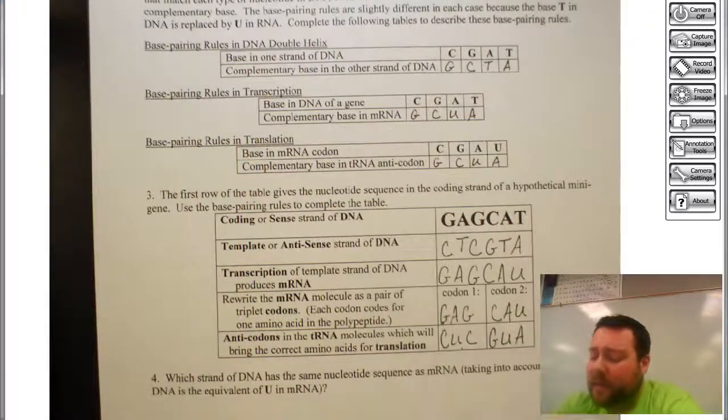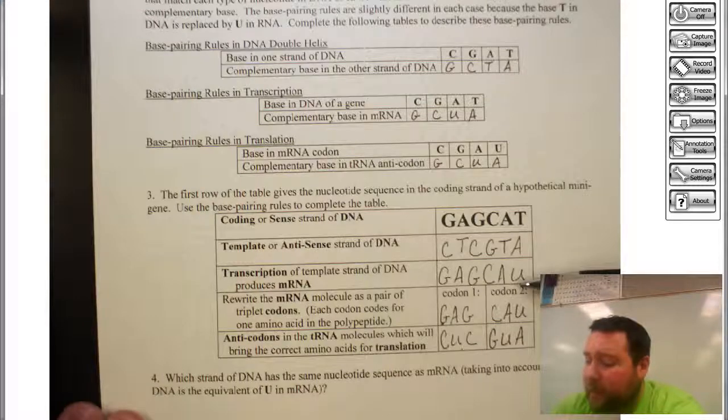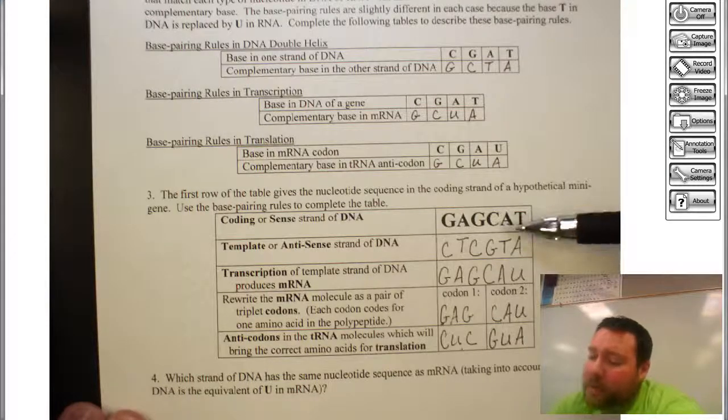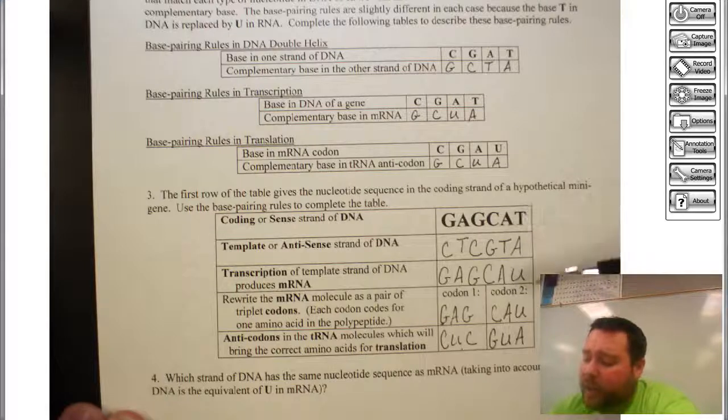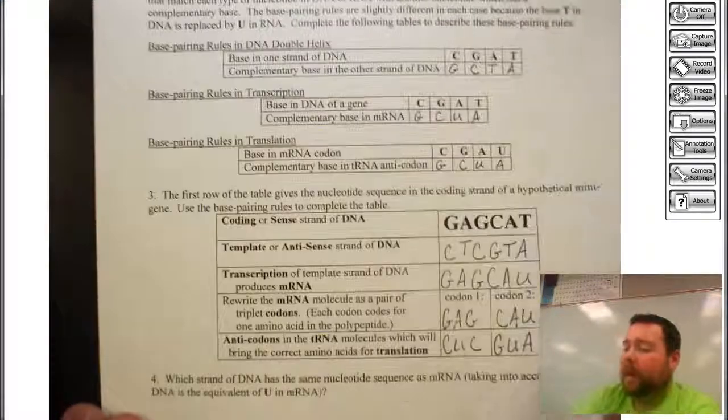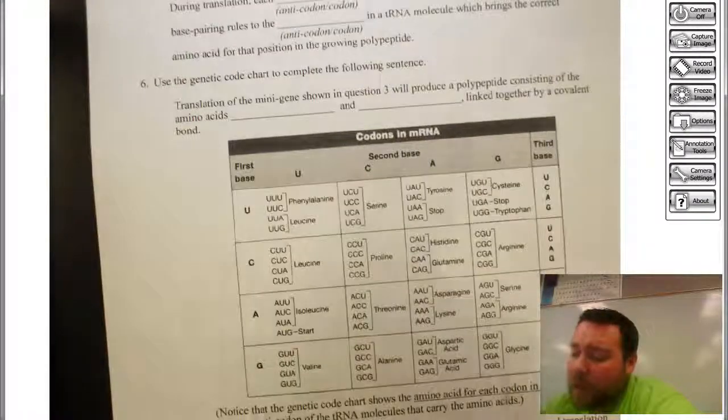Which strand of DNA has the same nucleotide sequence as messenger RNA? Looking at that messenger RNA, it is basically the same as that opposite strand of DNA. We just changed that base a little bit. We're trying to make our different amino acids. And so that's where this is going to come in.